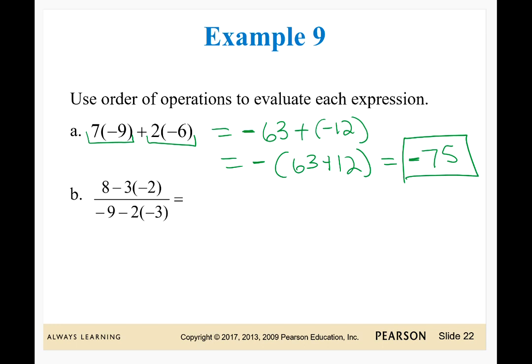All right, B, this has a fraction bar. So remember, you're going to treat the numerator and denominator as completely separate problems. Let's do the numerator first. I'm going to move down here a little bit so I have some more space.